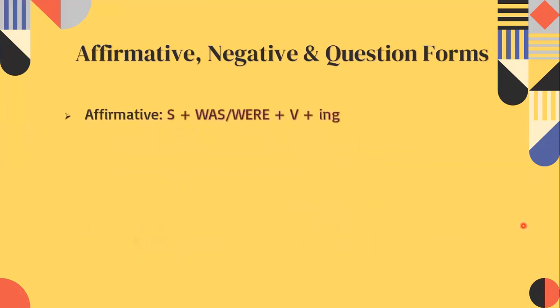So an affirmative sentence is a sentence that starts with a subject, then was or were, depending on the subject, whether it's singular or plural, then the verb, then the ing. So it's the simple form of any sentence.